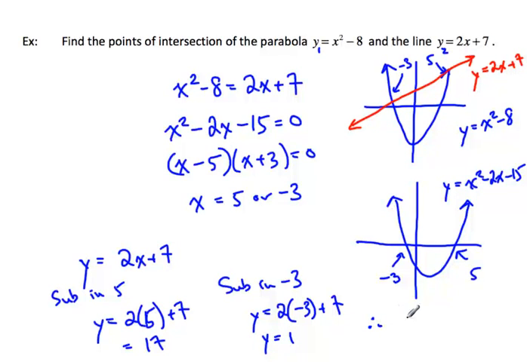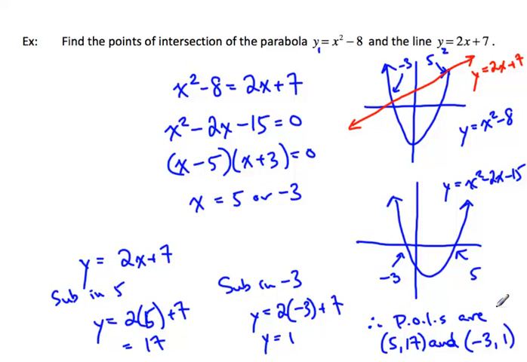That means the points of intersection are (5, 17) and (negative 3, 1). And you can see that if I plugged 5 into this one, I would have gotten 25 minus 8 is 17. If I plugged negative 3 into this one, I would have gotten 9 minus 8 is 1. So we get the same answer.